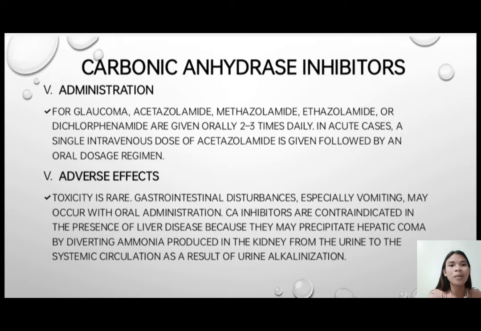Carbonic anhydrase inhibitors are contraindicated in the presence of liver disease because they may precipitate hepatic coma by diverting ammonia produced in the kidney from the urine to the systemic circulation as a result of urine alkalinization. So in general, carbonic anhydrase inhibitors block carbonic anhydrase, thus blocking sodium bicarbonate reabsorption and decreasing hydrogen ions in the tubule lumen, whereas the sodium hydrogen exchanger is disabled, thus causing diuresis.